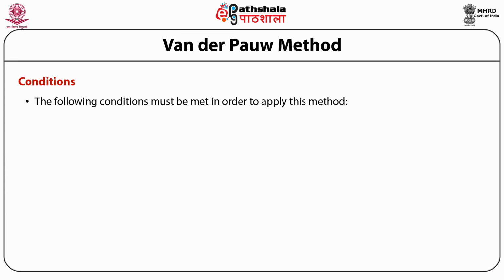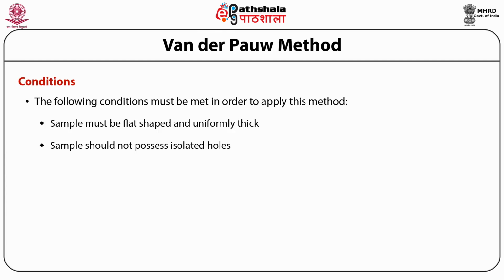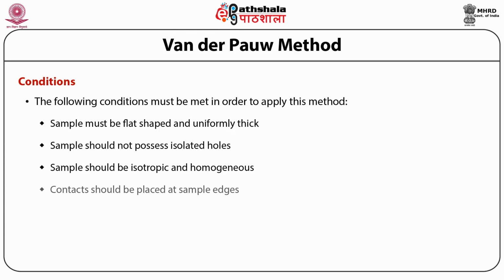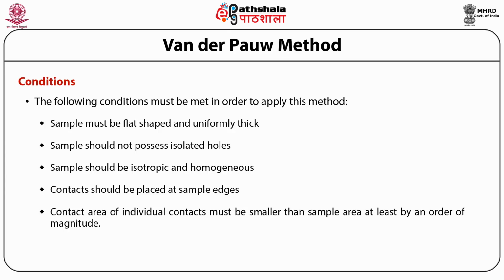First, the sample must be flat shaped and uniformly thick. Sample should not possess isolated holes. Sample should be isotropic and homogeneous. Contacts should be placed at the sample edge. And lastly, the contact area of individual contact must be smaller than the sample area, at least by an order of magnitude.